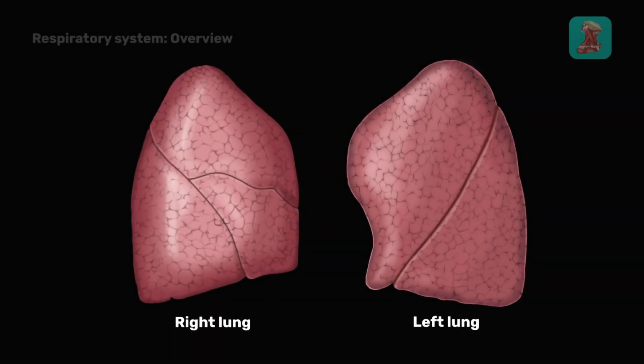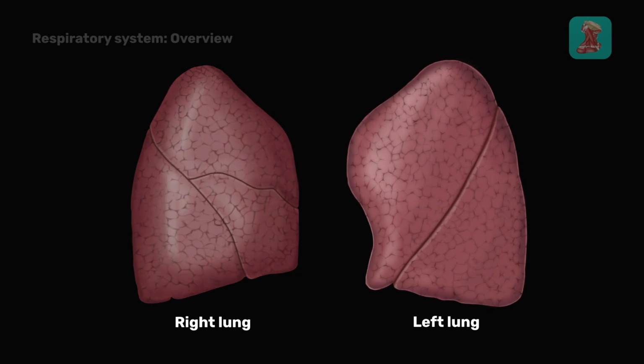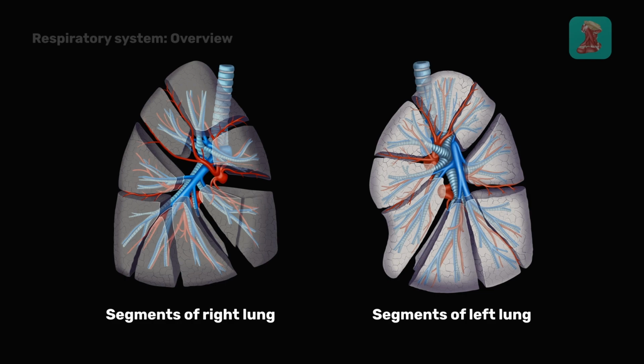The bronchoalveolar system corresponds to the structure of the lung itself. The right lung contains 3 lobes, and the left one contains 2. Each lobe consists of several segments.